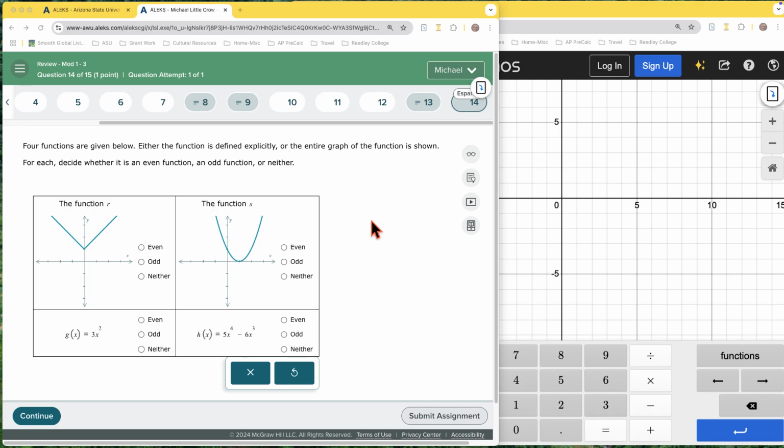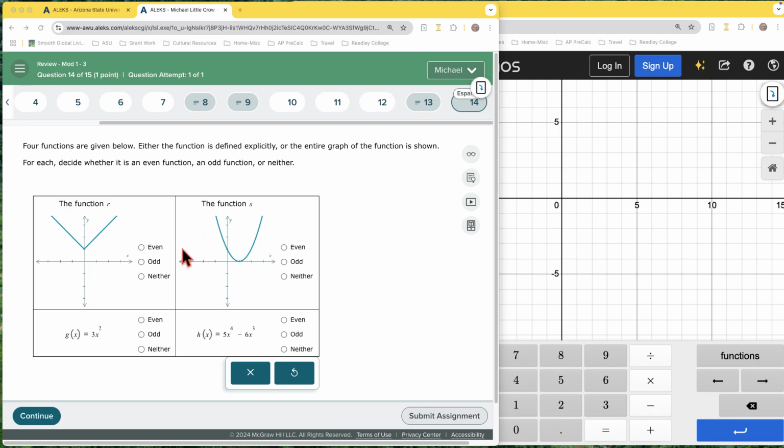This is even and odd functions, problem type 1. And so we are asked, it's a 4-part question. We have to get all of the parts right. So 4 functions are given. They're either even, odd, or they're neither. So we get a look at them.